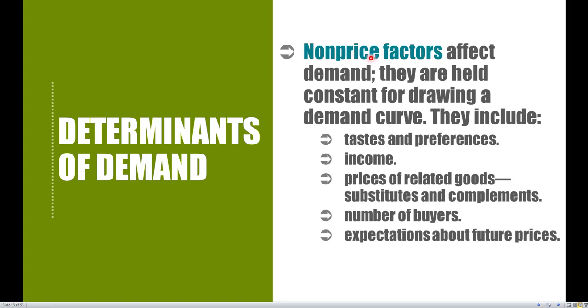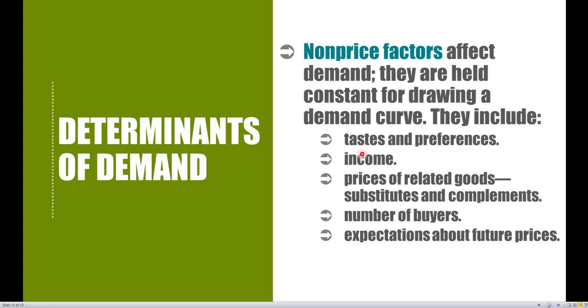Number one, as you can see right here, it's highlighted. These are non-price factors. They are held constant for drawing a demand curve, and they include these particular things. So here, key feature number one, non-price factors. None of these determinants that you see right here have anything to do with the current price of the good. Because they have nothing to do with the current price of the good, that tells us that we are actually going to be shifting our entire demand curve in a particular direction. There are major differences between non-price factors and a price factor, which we'll get into in the next section.